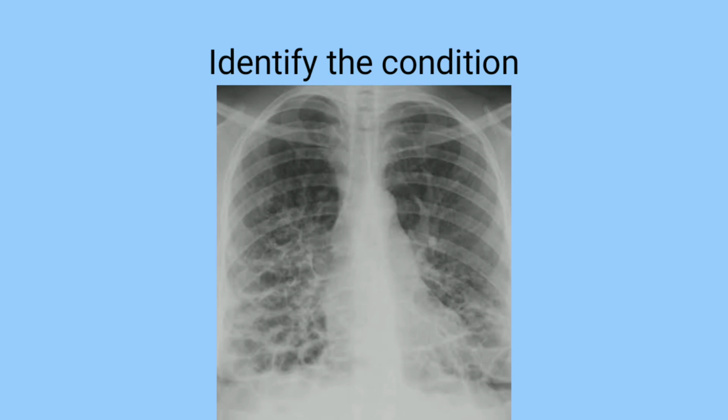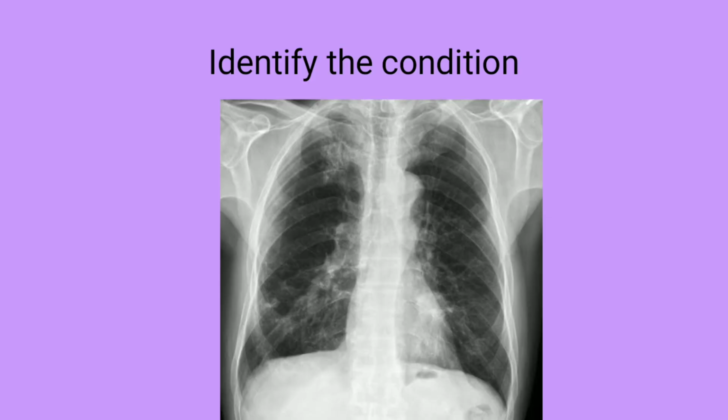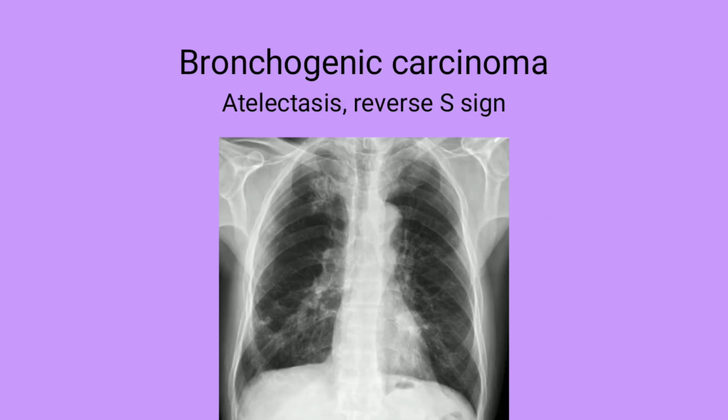Identify the condition. Bunch of grapes appearance or string of beads appearance, tram track appearance is seen in bronchiectasis or cystic fibrosis. Identify the condition. Atelectasis or reverse S sign is seen in bronchogenic carcinoma.